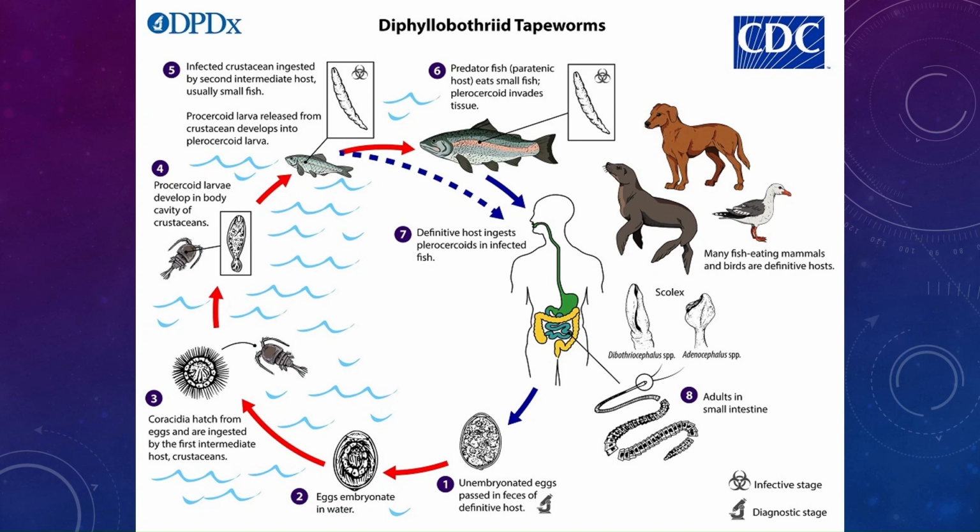Infected crustaceans are ingested by second intermediate host, usually small fish. Procercoid larvae released from the crustaceans develop into plerocercoid larvae. Predator fish eats the small fish and plerocercoid invades the tissue. Definitive host ingests the plerocercoid in the infected fish. Plerocercoids develop into adults in the small intestine of definitive host, and these adults shed unembryonated eggs in the feces. Thus the cycle is completed.